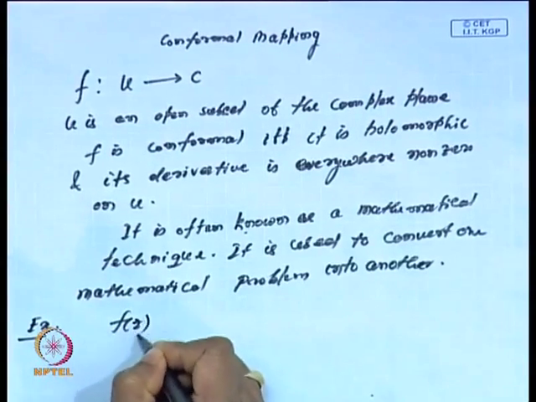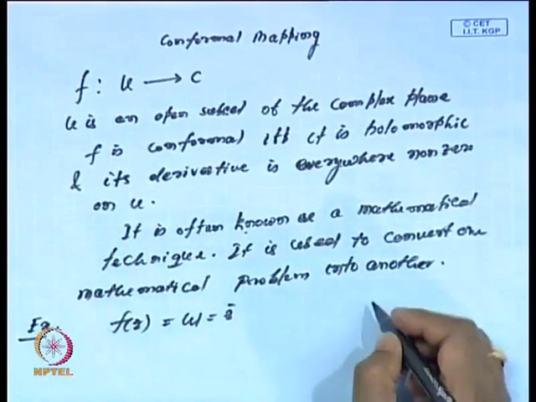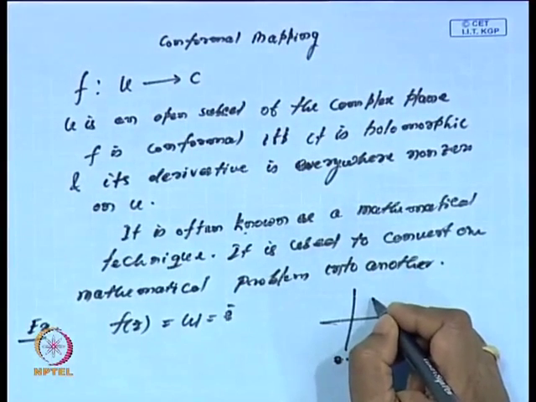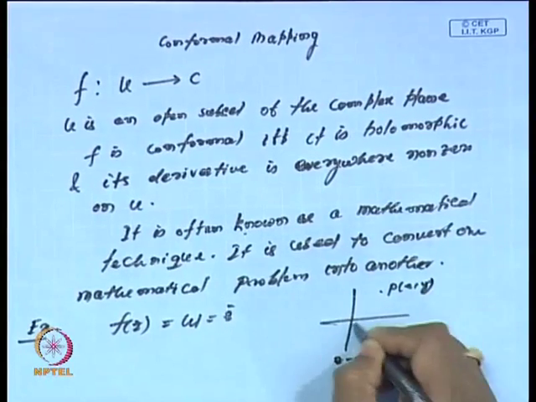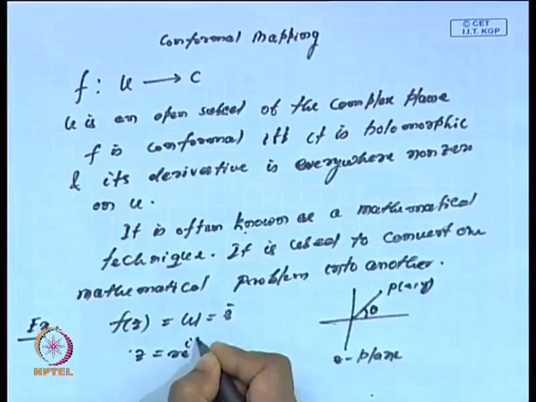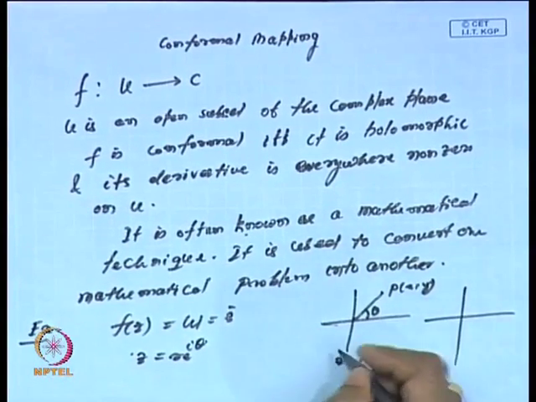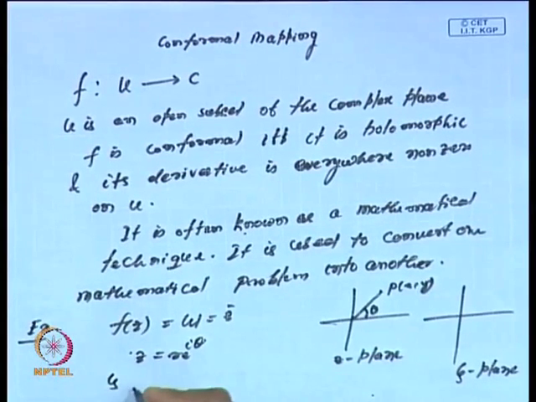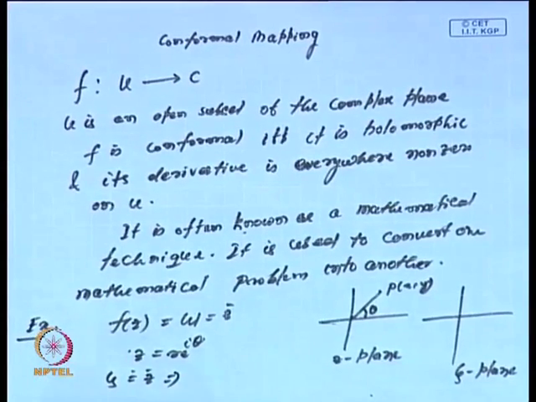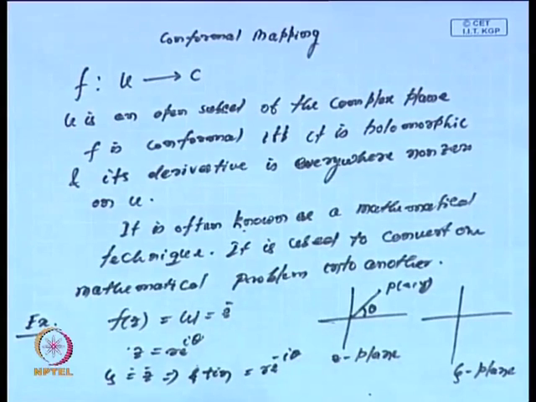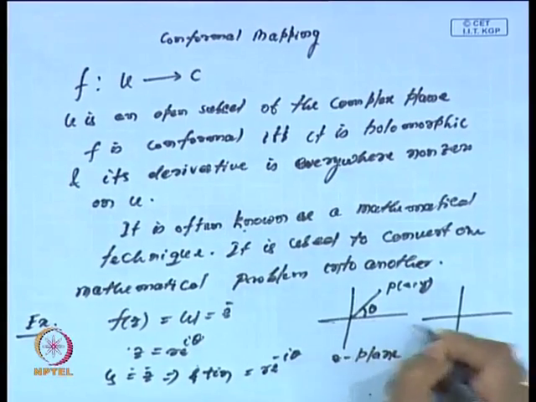Suppose I say f(z) = w = z bar. So, I have the plane, this is the z plane. If I have a point P, which is (x, y), then this point can be represented in polar coordinates, z = r e^(iθ). If I have another plane, let me call this the zeta plane, suppose zeta = z bar, which implies ξ + iη = r e^(-iθ). So, in the new zeta plane, z bar is defined.